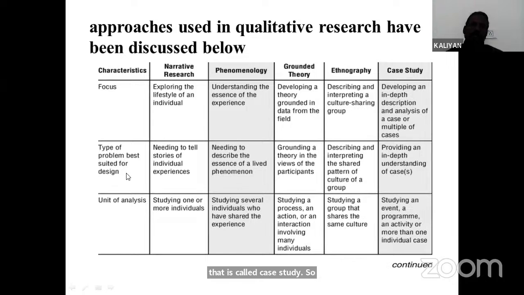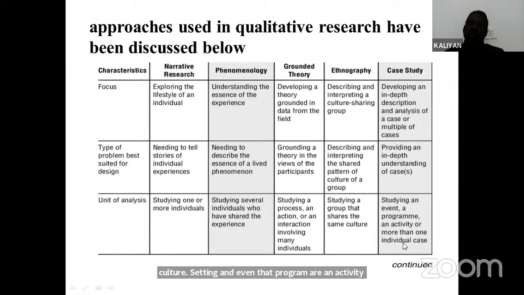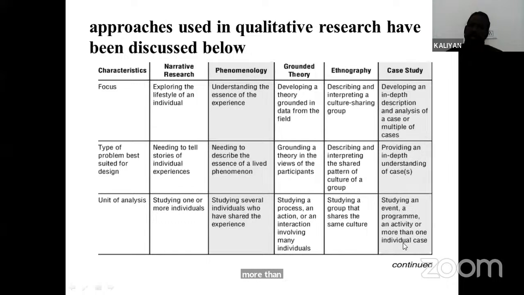As for the type of problem best suited to each design: narrative research is needed to tell the stories of individual experience. Phenomenology describes the essence of a lived phenomenon. Grounded theory draws on the views of the participants. Ethnography describes and interprets the shared patterns of the culture of a group. Case study gives an in-depth understanding of cases. For the unit of analysis: narrative studies one or more individuals; phenomenology studies several individuals who share the experience; grounded theory studies a process, an action or an interaction involving many individuals; ethnography studies a group that shares the same culture; and case study studies an event, program or activity, or more than one individual case. These are the major approaches used in qualitative research.